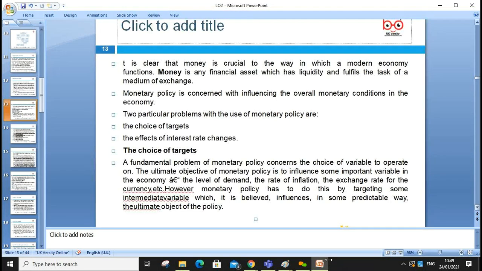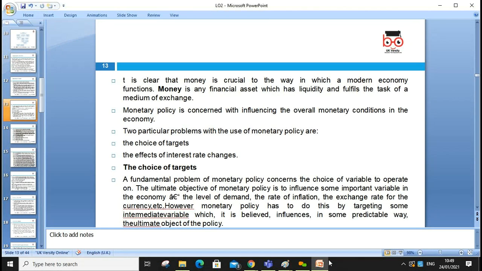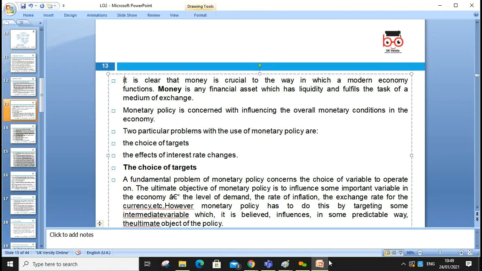Okay, then we need to look around. It is clear money is crucial, so the government wants the modern economy to function. Money is the financial asset with liquidity that fulfills the task of a medium of exchange. So monetary policy is concerned with influencing the overall money supply, how many notes we need to print. That's also crucial in monetary policy as well.